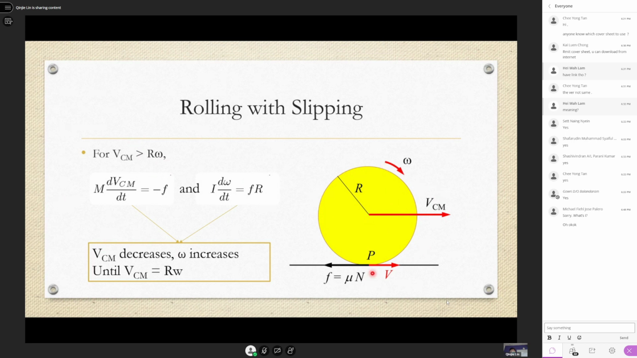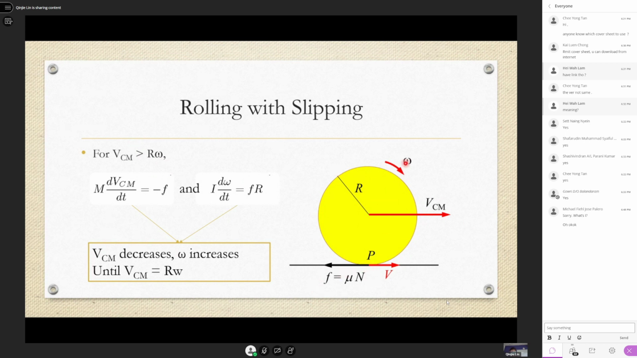The forces will look like this. Down here, because it's moving to the right much faster than it should rotate, it is sliding on the ground at that moment. So there will be friction pointing backwards, pointing to the left.